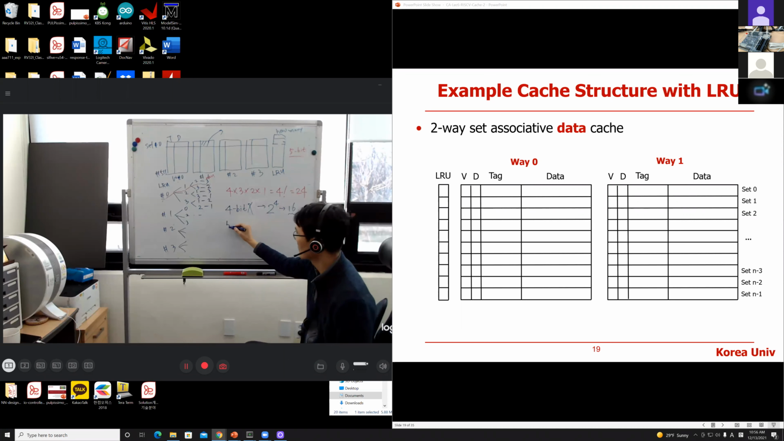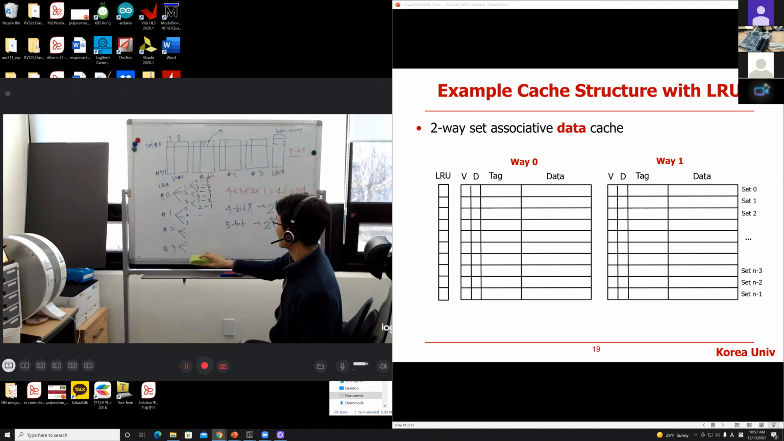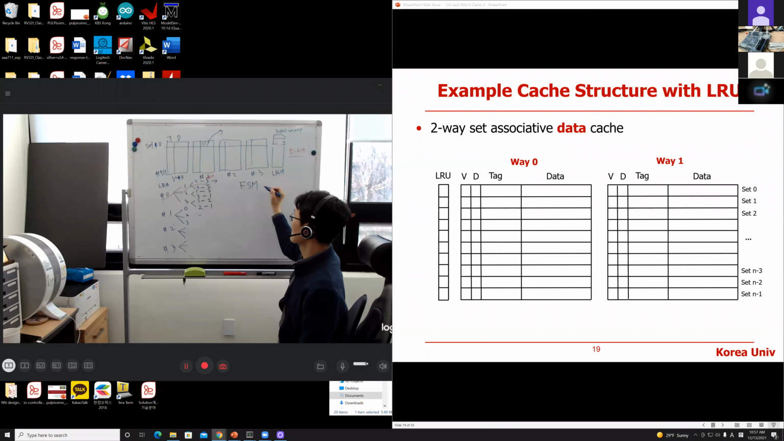And another question is, okay, I figured out we need to have 5 bit to implement LRU, but the actual design of that LRU is really complicated, right? So how would you design digital logic for LRU? We logically understand we need 5 bit. Then the question is the digital logic design. So how to design it? Remember finite state machine in digital logic design?